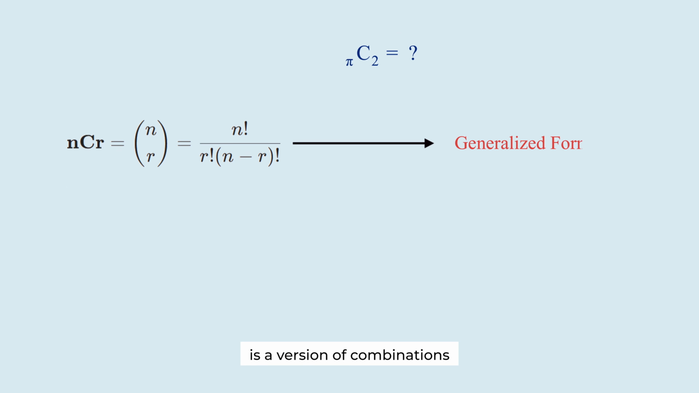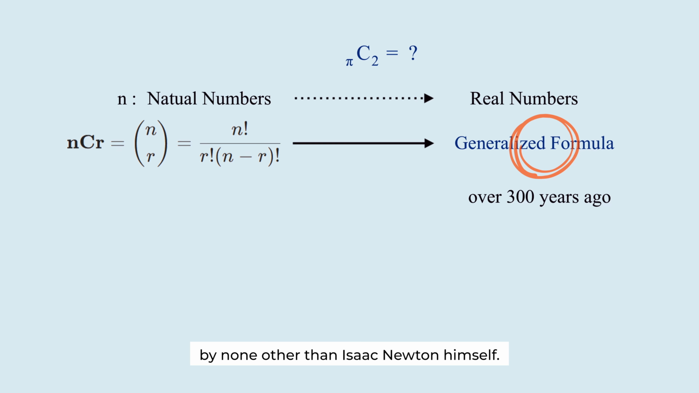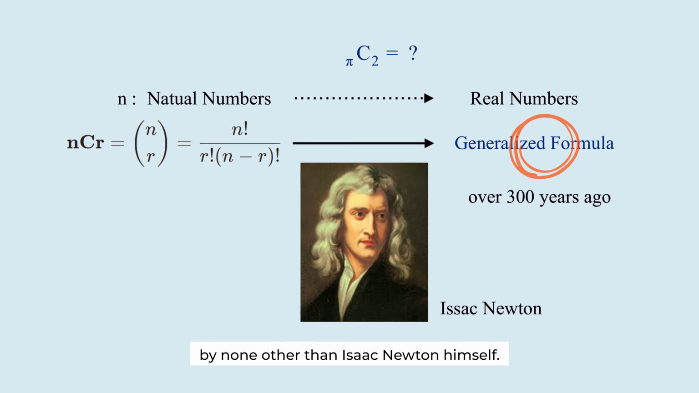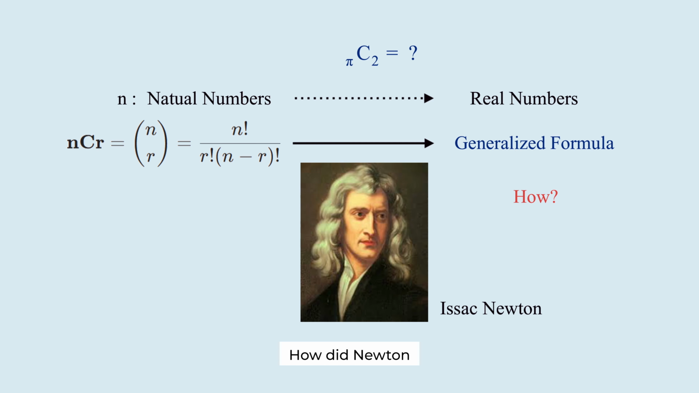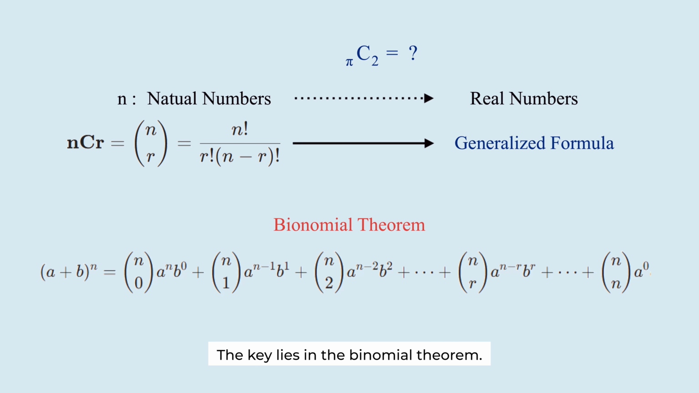What we need is a version of combinations that extends n from natural numbers to real numbers. Surprisingly, such a formula was discovered over 300 years ago by none other than Isaac Newton himself. How did Newton come up with such a formula? The key lies in the binomial theorem.